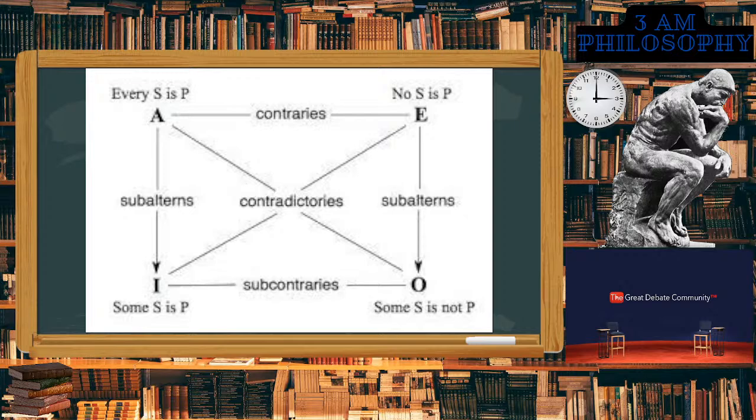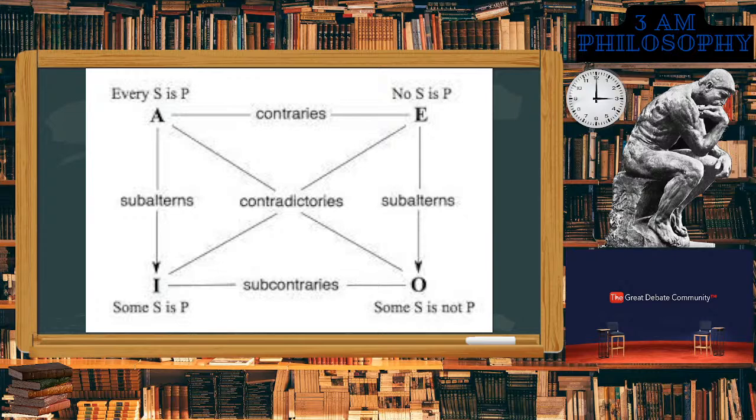So the contradictories are the diagonals. In other words, if A is true, then O must be false. If O is true, then A must be false. These are called contradictories, meaning they are mutually exclusive and jointly exhaustive. Either you're a duck or you're a non-duck, right? E is the same way.